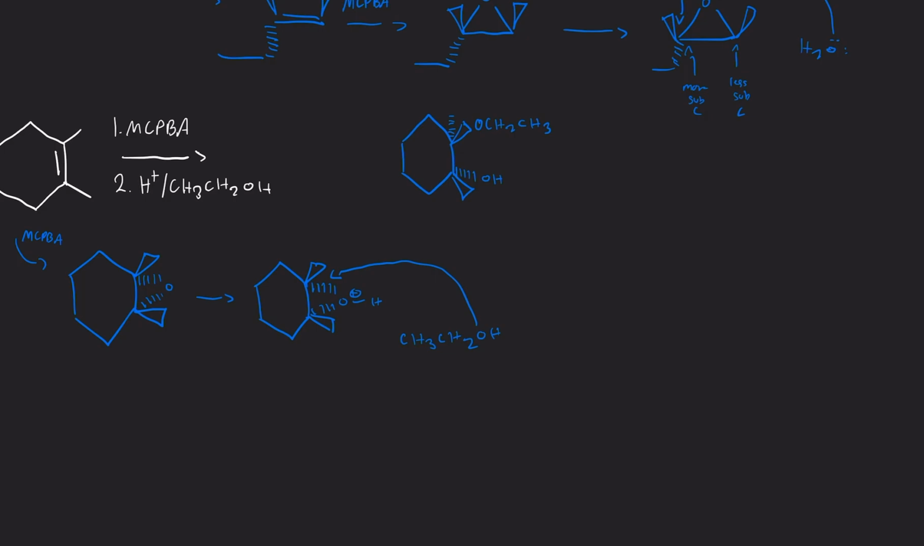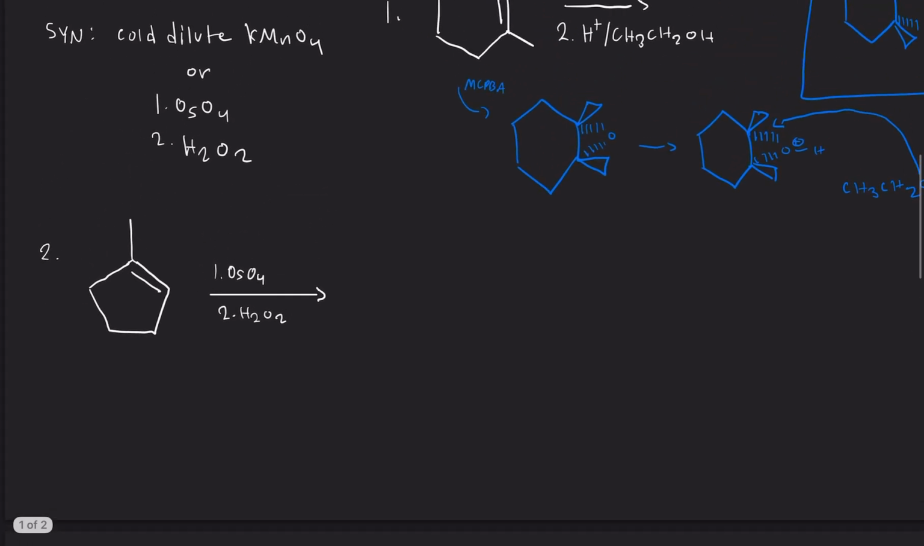So if you look here, this OH down here is on a dash, and this right here is on a wedge, right? So that's the anti-arrangement. If they were both on a wedge or if they were both on a dash, then it would be syn. You'd get the syn diol. Okay.